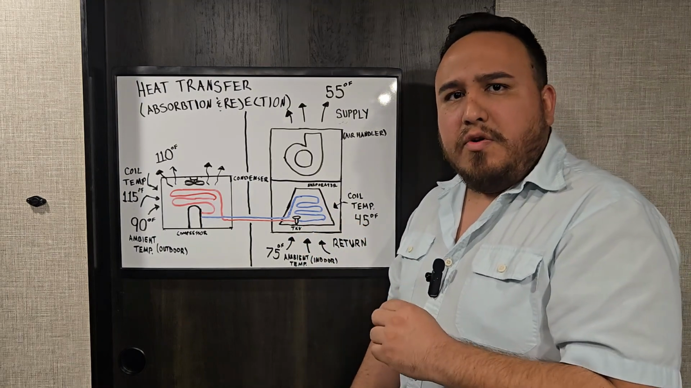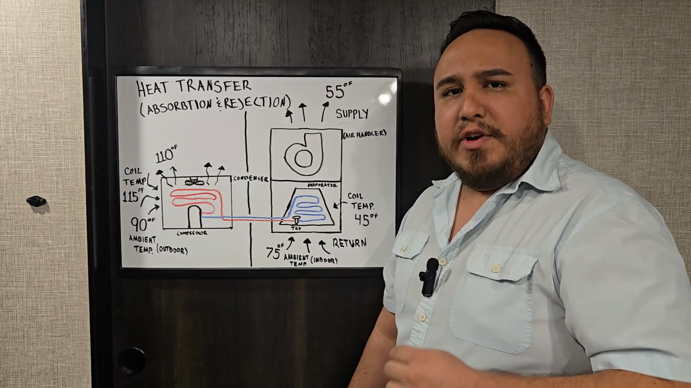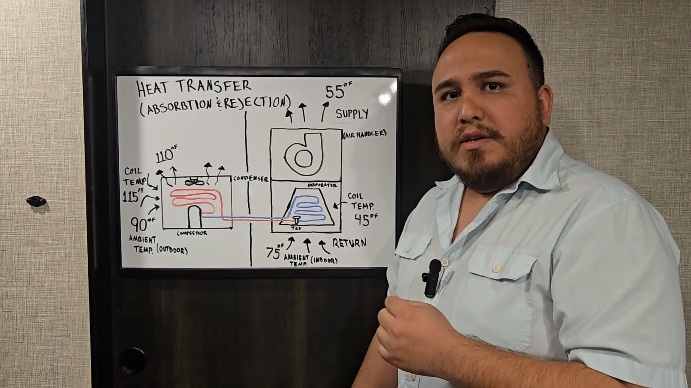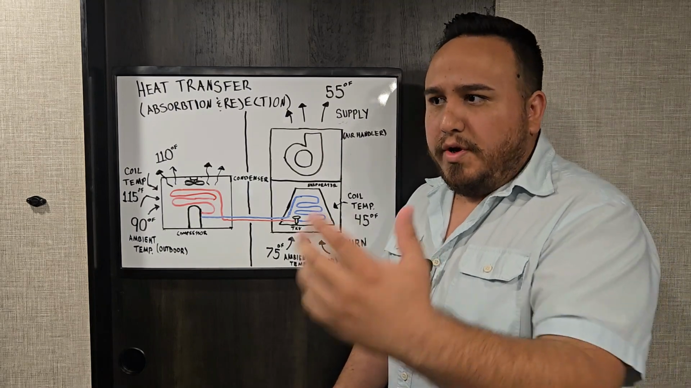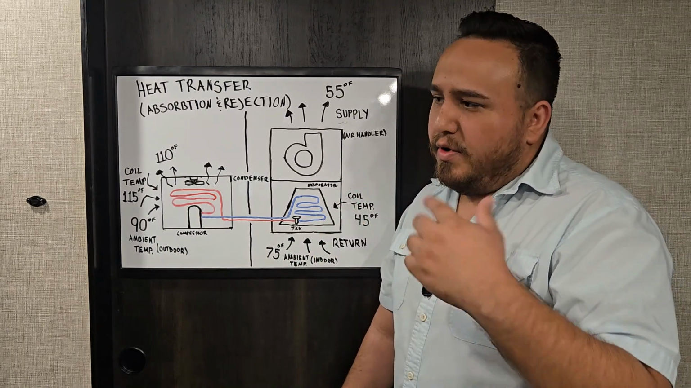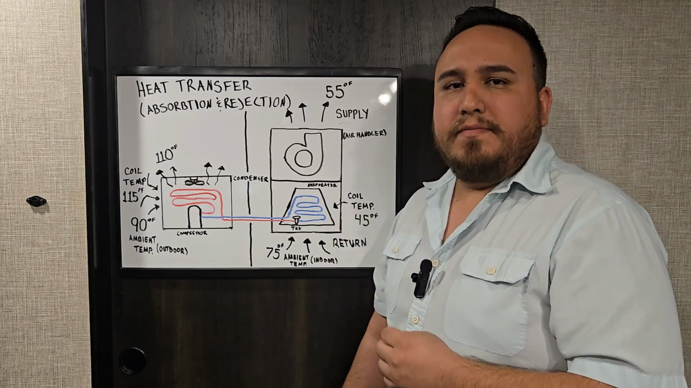So imagine your own home, or in this case, imagine my home or your home is at 75 degrees, but you want that temperature to be at 72 degrees. So what is it that we normally do? We go to our thermostat, we drop it down to 72 degrees, and then we sit down, right? And we wait for that air to be conditioned.